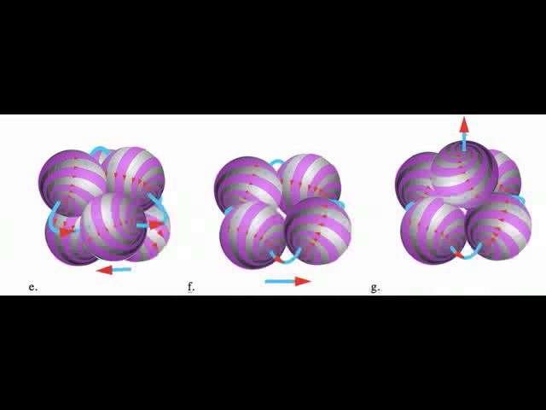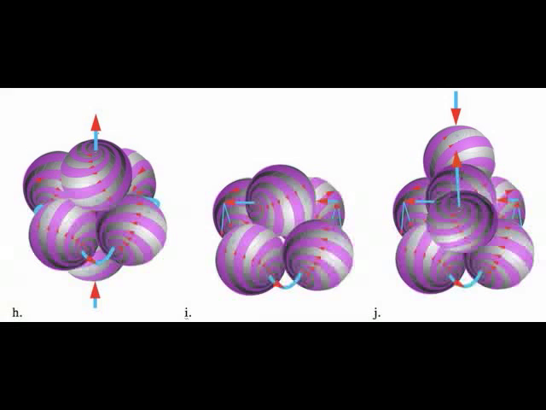Image G. This unit would be a building block of body-centered cubic crystals. Image H. This unit would be another building block of body-centered cubic crystals. Image I. This unit would be another building block of body-centered cubic crystals. Image J. This unit would be a building block of face-centered cubic crystals. Note, the flux is ejecting out of the page at 60 degrees in this image.